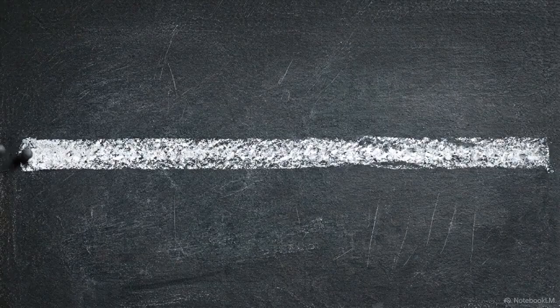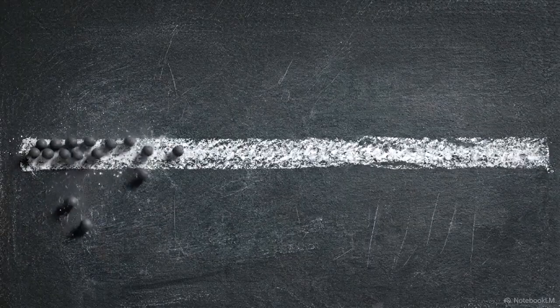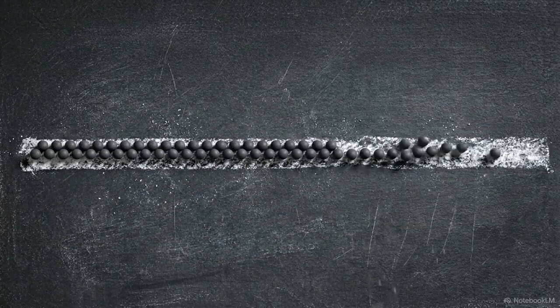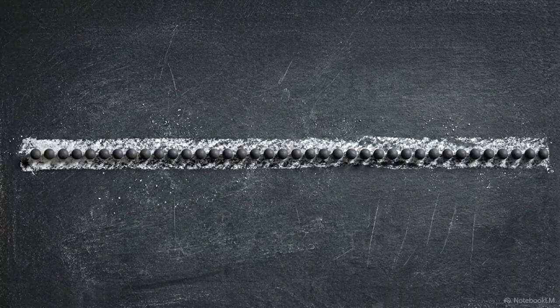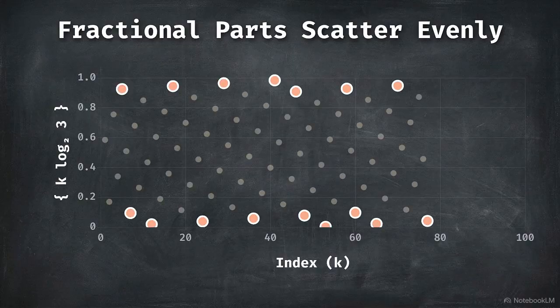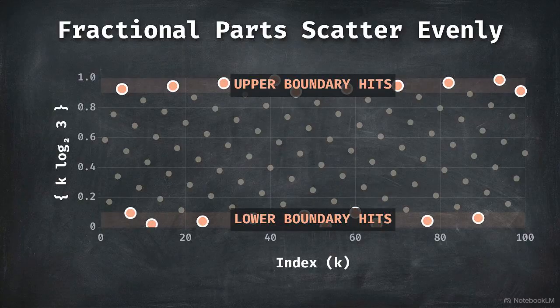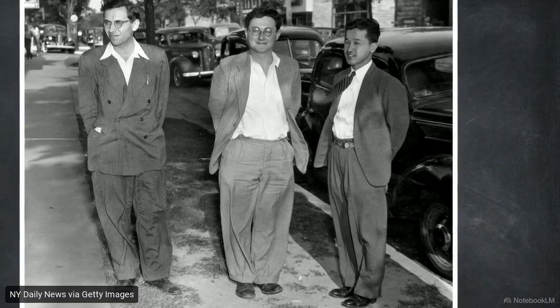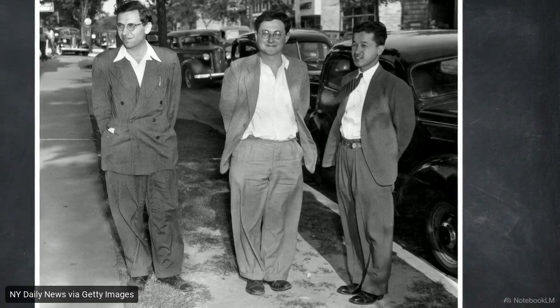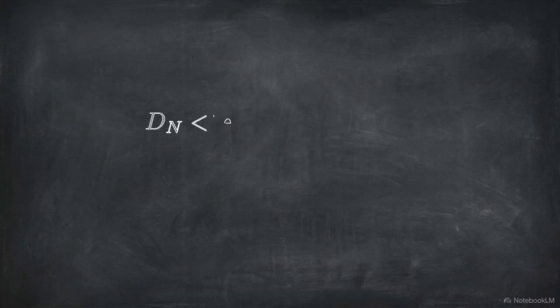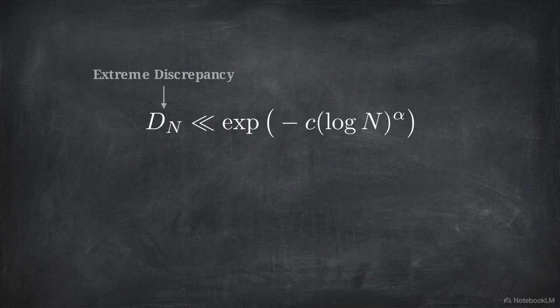To calculate the distance between triangles, the gap variable d, we must also determine how frequently they occur across the unit interval. This frequency is governed by the distribution of the fractional parts of k log base 2 of 3. To bound the deviation of this distribution from a perfectly even spread, we use the Erdős-Turán inequality. This equation displays the extreme discrepancy, D n.